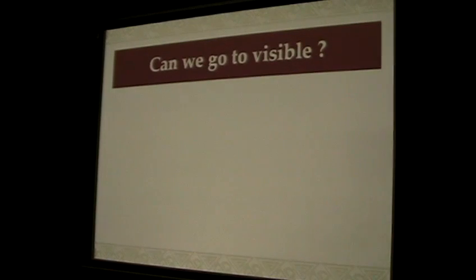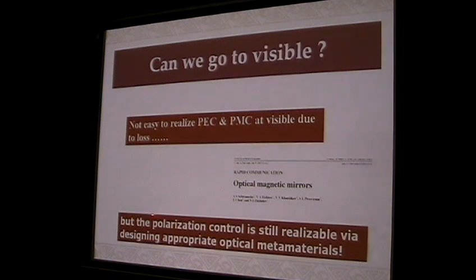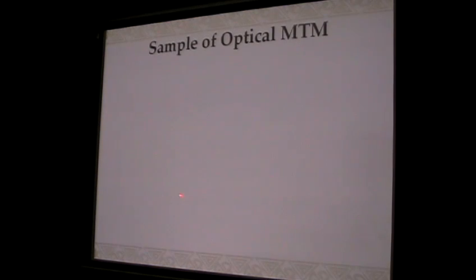Now the question is, can we go to the visible? I already told you that it's not easy to realize PEC or PMC at visible frequencies due to the loss of the realizable materials. I searched the literature and only found these papers on optical magnetic systems. However, I mentioned that polarization control is still possible, because we can design appropriate optical materials with changeable epsilon and mu to still let the condition be satisfied.